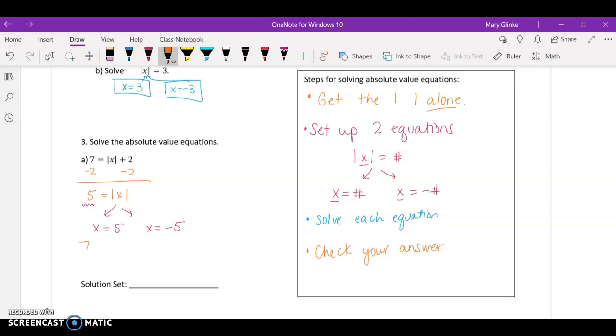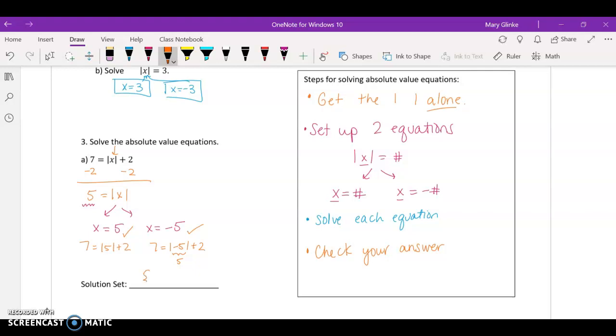If we were to plug 5 into our original equation, so we're plugging 5 in for x, we would get 7 equals the absolute value of 5 plus 2. Now the absolute value of 5 is 5, so 5 plus 2 gives us 7. So for the next one, 7 equals the absolute value of negative 5 plus 2. Well, the absolute value of negative 5 is positive 5, so that one works out as well. So both of our answers work.